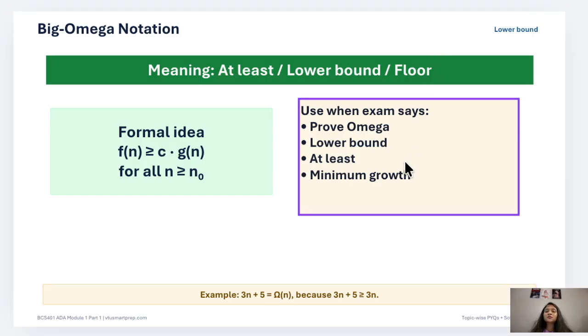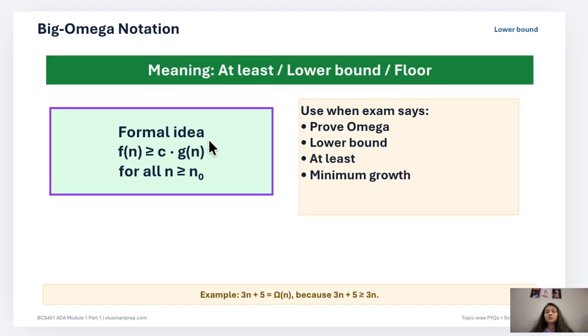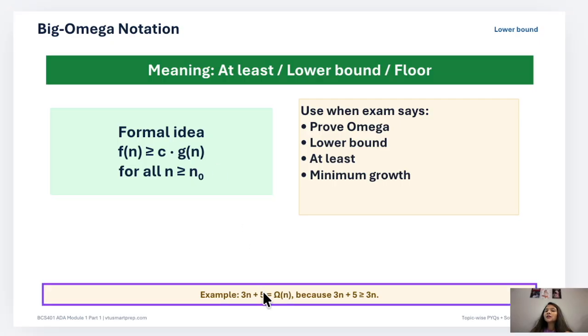So remember these points for when it is going to be used, like proving Omega, and when we are talking about lower bound, at least, and the minimal growth. Okay, so these keywords you have to remember for the big omega notation, and this is the formal definition. Conceptual definitions for the big omega notation, along with the example you can just write it, and once you are done with this, write it down in a sentence.